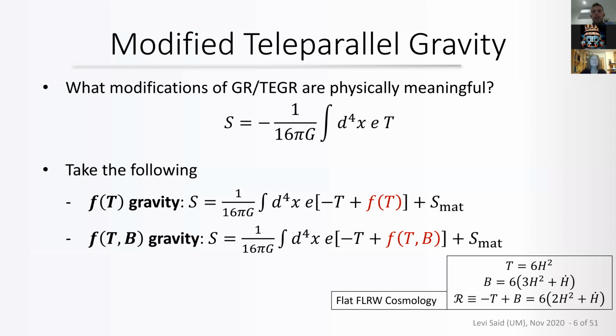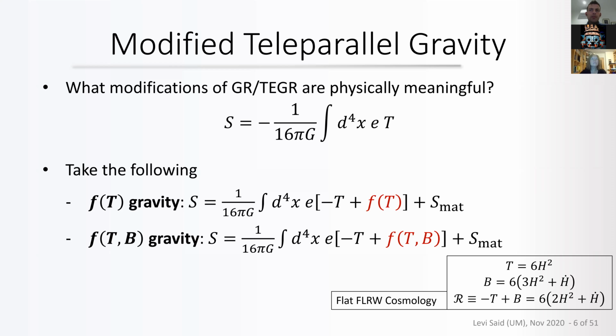So for flat FLRW, for instance, in all cases, the Ricci scalar is equal to minus T plus B. But for flat FLRW, you can see through a one-liner calculation how these things can be combined to give us the standard Ricci scalar. So to get that, we have two ways of looking at this.